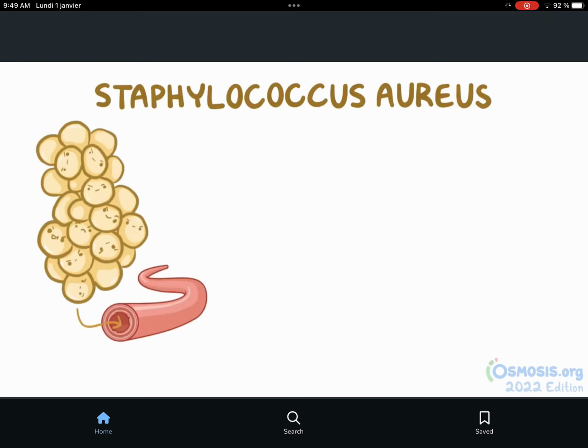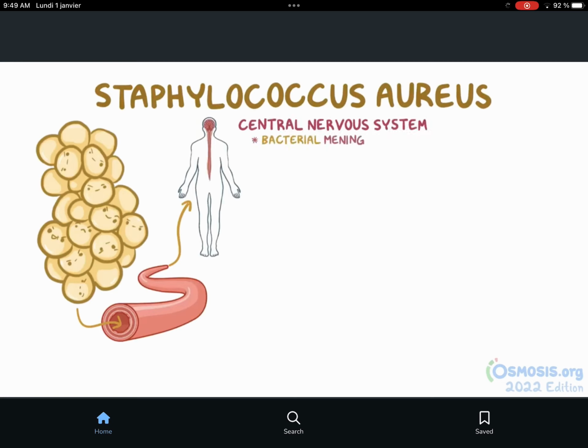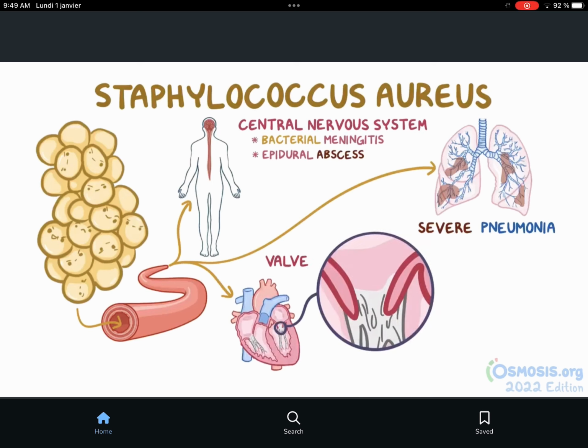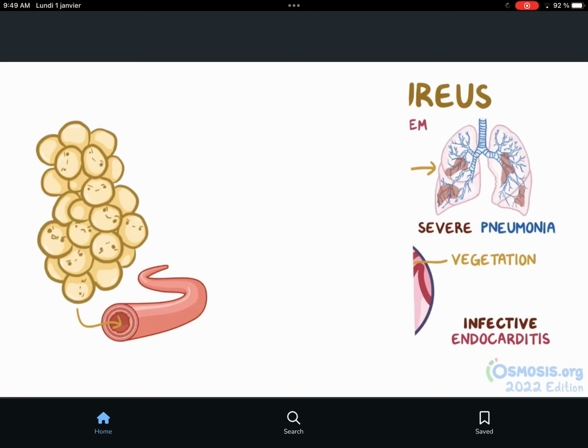Once it's in the blood, Staph aureus can also get to various parts of the body. It can get into the central nervous system, causing bacterial meningitis, or an epidural abscess in the spine. It can get into the lungs, causing severe pneumonia. It can start to grow on the heart valves in clumps called vegetations, damaging the valves, a process called infective endocarditis. Bits of the vegetations can then chip off and embolize further, causing other local infections around the body.